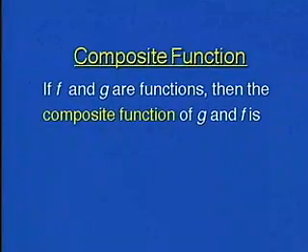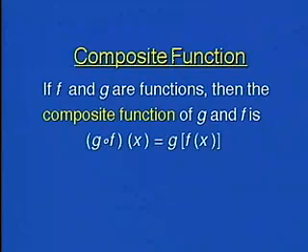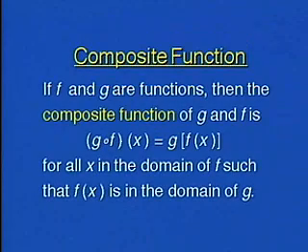In general, we can say that if f and g are functions, then the composite function of g and f is g circle f of x, which is equal to g of f of x, for all x in the domain of f, such that f of x is in the domain of g. In other words, all outputs of f must go in as inputs to g.